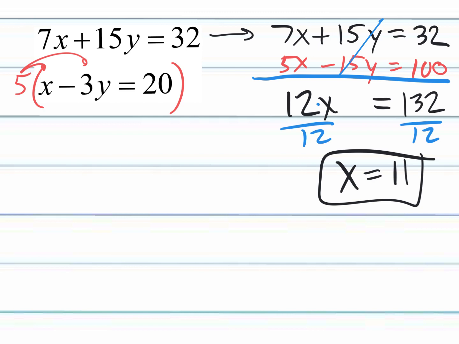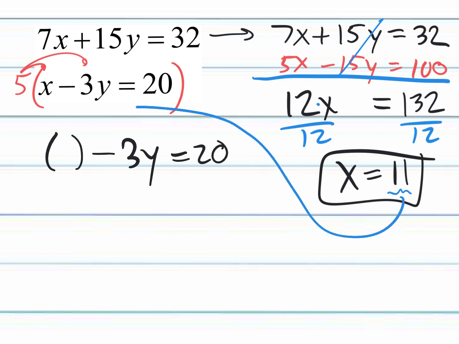Let me read it first. x minus 3y equals 20. x is 11, so I'm going to put parentheses instead of x. x minus 3y equals 20, and I'm going to plug in that 11 for x right in the parentheses.